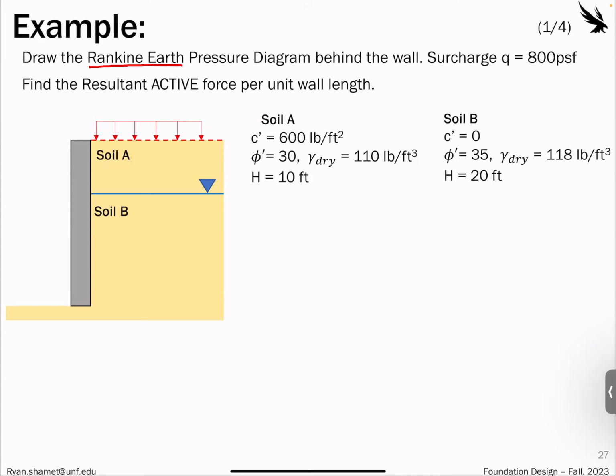So we have two soils, so different stratigraphy here. Soil A is a mixed soil, and soil B is just cohesionless, so it's a granular material. And then we're given the dimensions. So this one is going to be 110 pounds per cubic foot, and then the other one is going to be 118.